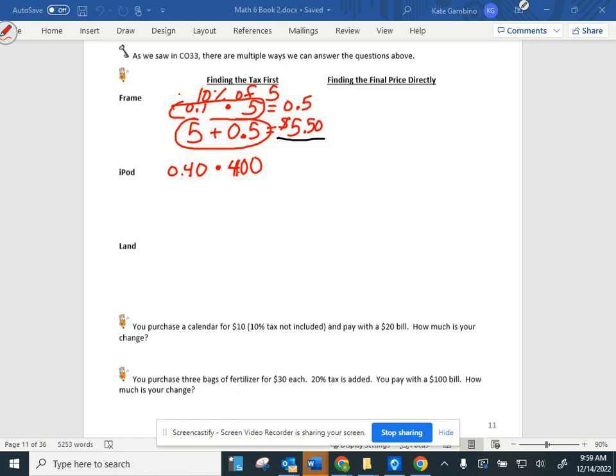I don't want that to look like a decimal. So what is 0.4 times 400? Isabel? Is it 460? 160.